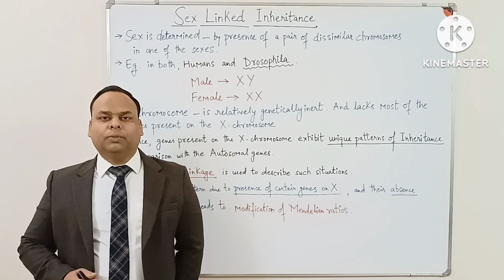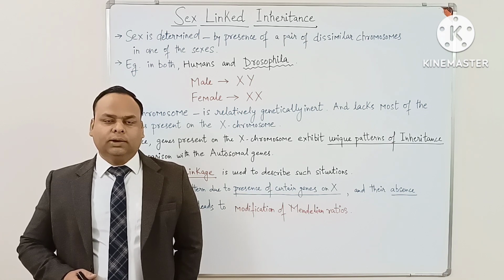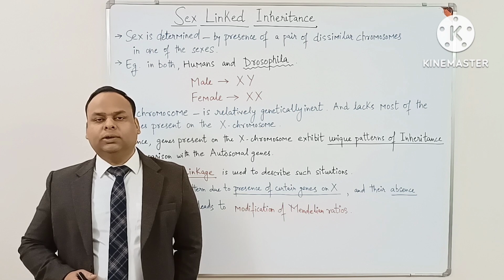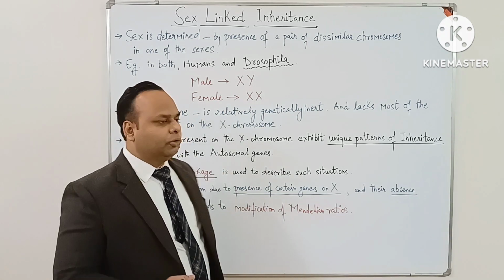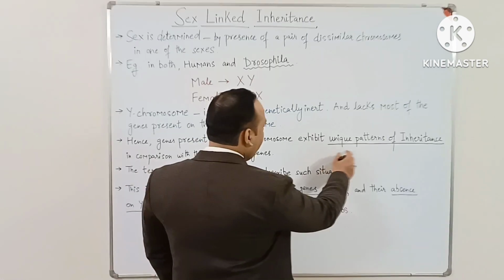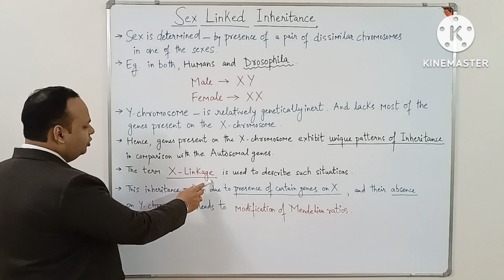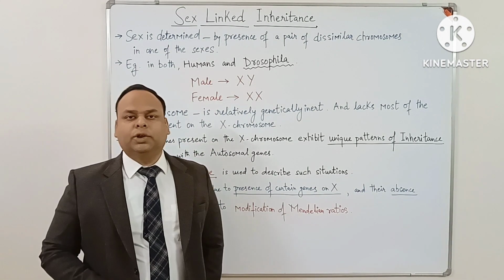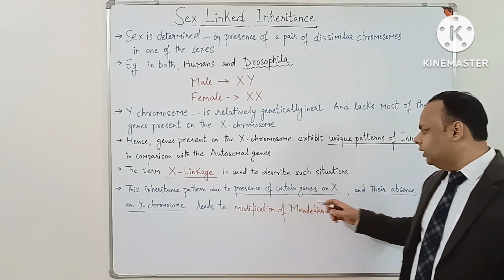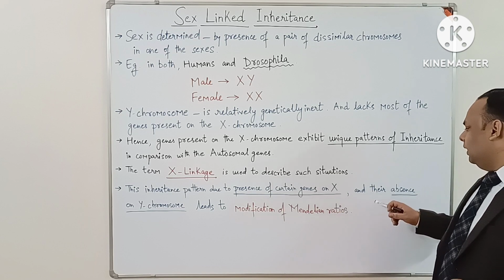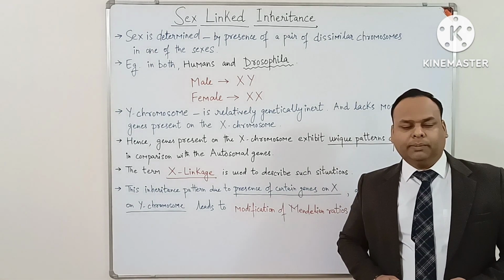The Y chromosome is smaller when compared to the X chromosome. It is relatively inert and has fewer genes when compared to the X chromosome. Thus, the genes present on the X chromosome exhibit unique patterns of inheritance. The term X-linkage is used to describe such situations. This inheritance pattern, due to presence of certain genes on X chromosome and their absence on the Y chromosome, leads to modification of the Mendelian ratios.